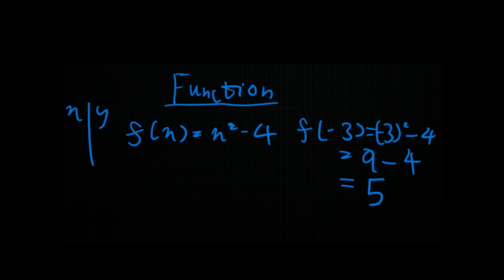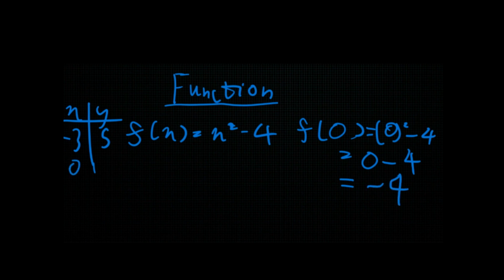So f of minus 3 equals 5. How about f of 0? Now let's see. f of 0 is 0 squared, which equals 0, and 0 minus 4 equals minus 4. So f of 0 shall equal minus 4. And then we can use positive 3.